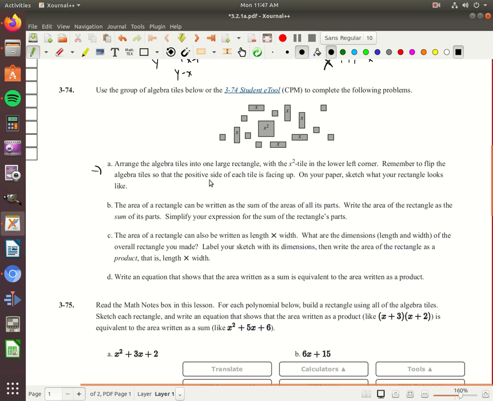So it says arrange the algebra tiles into one large rectangle with x squared tile in the lower left corner. I'm actually probably going to put it in the upper left corner. I prefer to start it in the upper left. Remember to flip so everything's positive. The area can be written again as the side times the side or the middle added together. So we're going to write it as the sum, and then we're going to write it as the product.